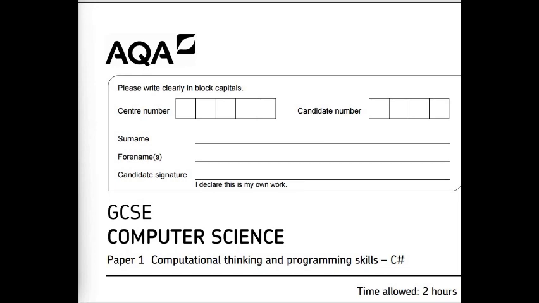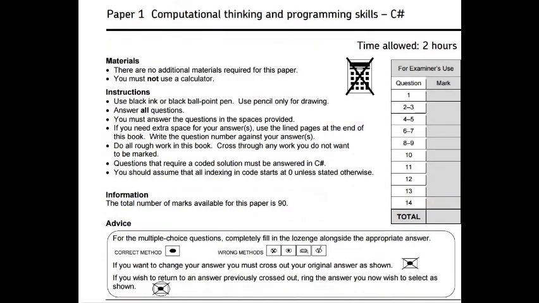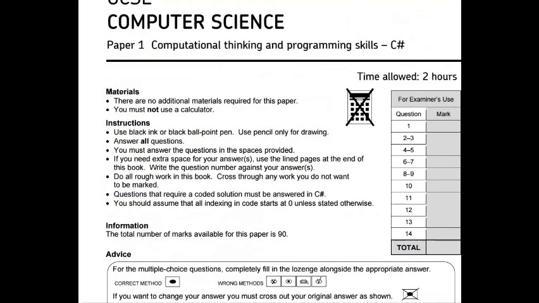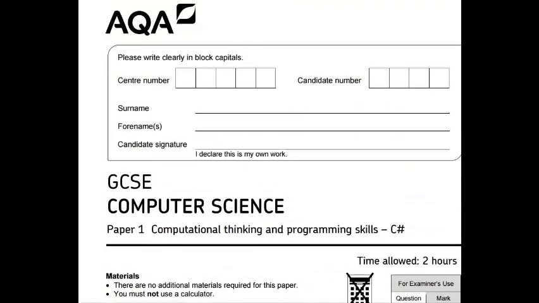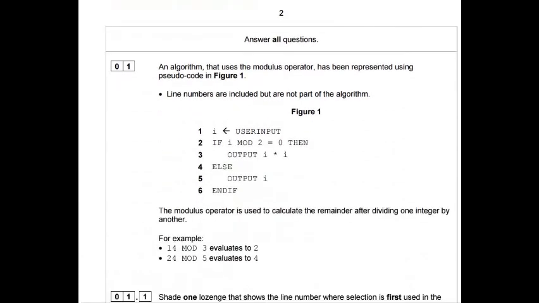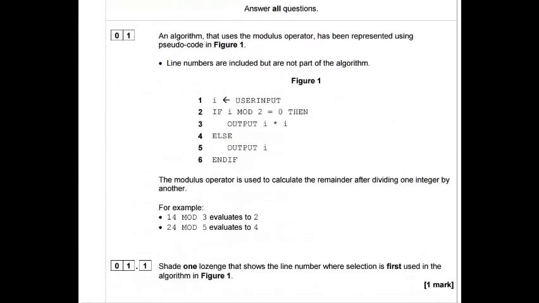And I will also reveal my tips at the end of the video on how to approach a past paper question. I'm not going to read through the materials and instructions because an invigilator will read that to you just before you start the exam. Total marks is 90 and you've got 2 hours. So let's have a look at the first question.